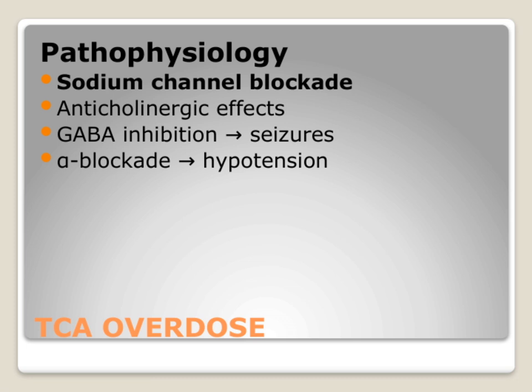Since GABA is the brain's primary inhibitory neurotransmitter, its inhibition can lead to seizures, which are a serious complication in overdose cases. Moving on, alpha blockade causes vasodilation, leading to hypotension or low blood pressure, which we need to manage carefully. Overall, understanding these mechanisms helps us target our treatment strategies effectively in TCA overdose. Recognizing how these effects interplay is vital in managing and anticipating patient complications.